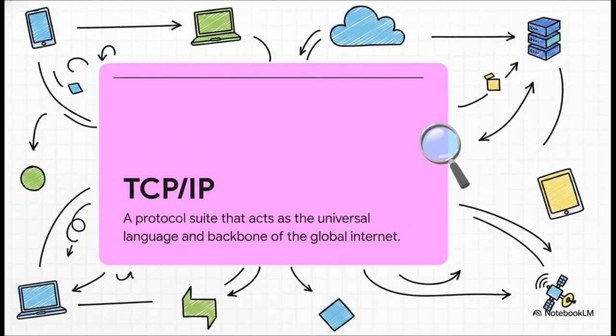Think about the sheer variety of devices out there, right? You've got smartphones, laptops, massive cloud servers, and they're all running different operating systems on totally different networks. Well, TCP/IP is the foundational layer that bridges all of them together. It provides the standardized rules for exchanging data, allowing completely disparate networks to communicate seamlessly. Honestly, without it, the Internet as a globally connected entity simply would not exist.